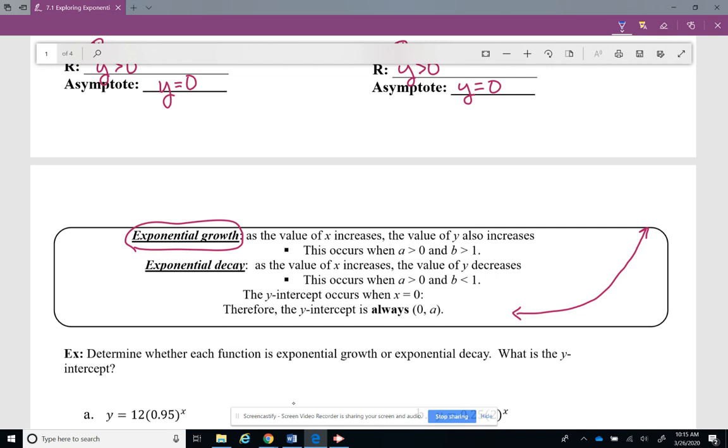So just draw a little sketch of exponential growth like I did right there. Okay, and beside it, I want you to write growth. I want you to write increasing. I want you to put that the A has to be greater than 0 and the B has to be greater than 1. We already know that A cannot be 0, but it's going to be greater than 0. And the B is going to be greater than 1.